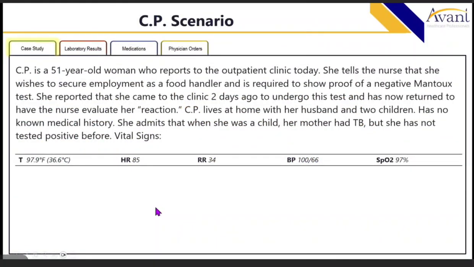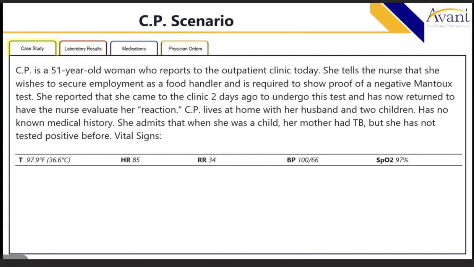All right, so CP is a 51-year-old woman who reports to the outpatient clinic today. She tells the nurse that she wishes to secure employment as a food handler and is required to show proof of a negative MAN-2 test.